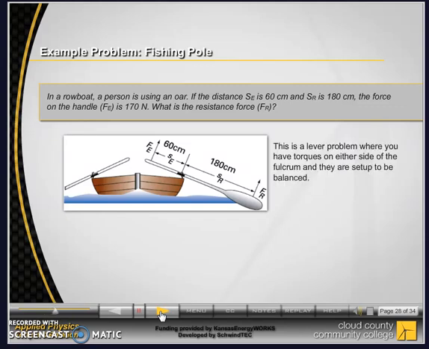This is a lever problem where you have torques on either side of the fulcrum and they are set up to be balanced. Therefore, F sub E times 0.60 meters should equal F sub R times 1.8 meters. This should give approximately 57 newtons for the resistance force.